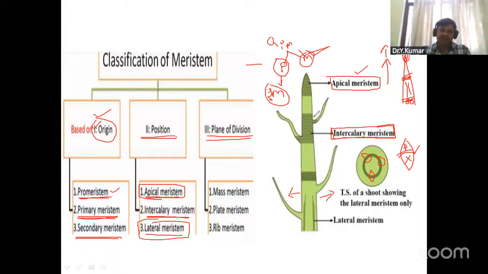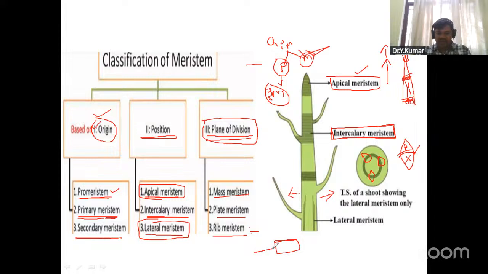And next one, plane of division. Based on plane of division, the meristematic tissues are again divided into three types: mass meristem, plate meristem, and rib meristem. Simple. Mass, plate, rib meristem. First, let me complete the first one, rib meristem. In rib meristem, this is the cell.